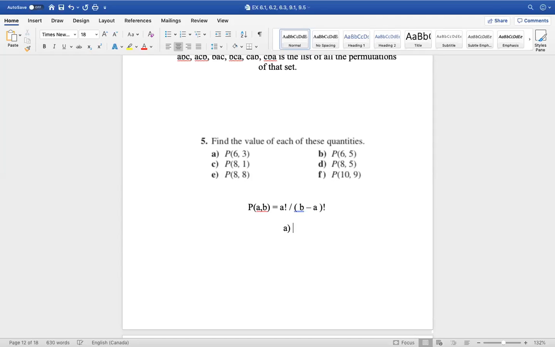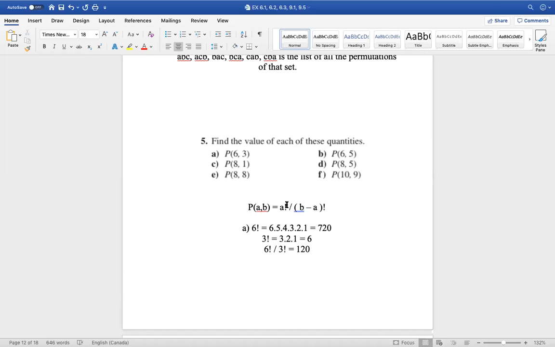So let's take part A. We have P, where a is 6 and b is 3. So we take 6 factorial, which is equal to 6 times 5 times 4 and so on, which is equal to 720. And then we have 3 factorial, which is equal to 3 times 2 times 1, which is equal to 6. If we divide 6 factorial by 3 factorial, this is going to be 120.